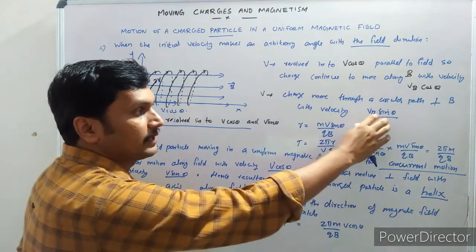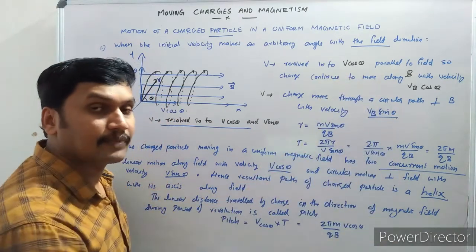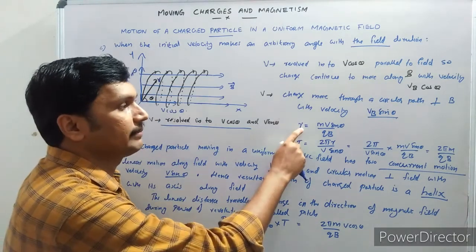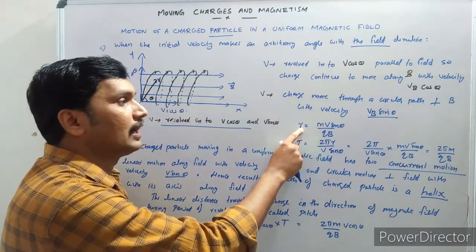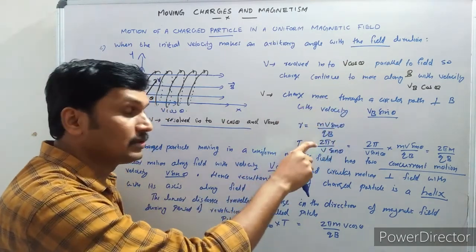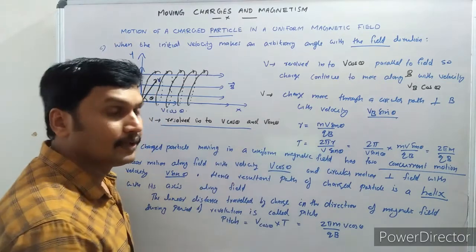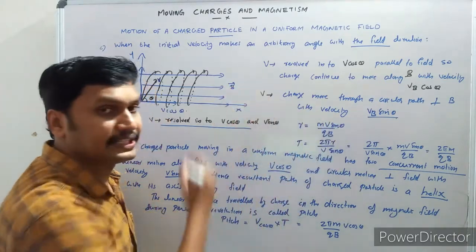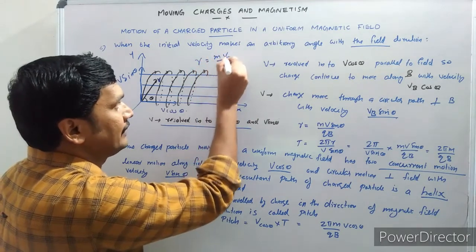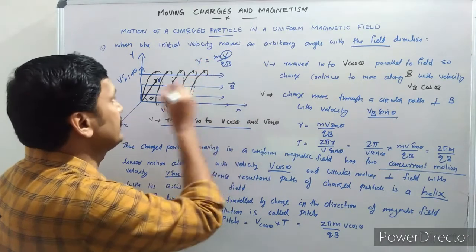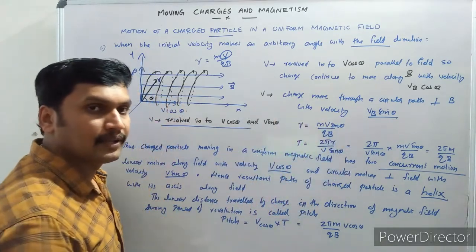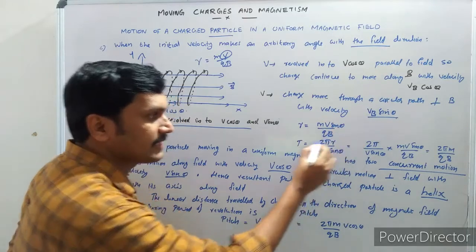So when the charge is moving with a velocity v sin theta, what is the radius of that circular path? The radius of the circular path can be written as r equal to m into velocity divided by qB. But here the velocity is v sin theta. We already derived that the radius of the circular path is mv by qB, but here the velocity is v sin theta, so r is equal to mv sin theta by qB.